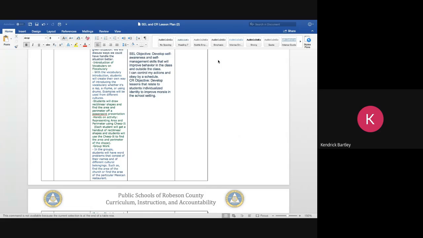Then they broke into their groups. In the group, students will have word problems that consist of their names and of different cultural belongings, such as find the area of the church or find the area of the particular Mexican restaurant. Here, once again, it still went back to the standard, finding the area and perimeter, but it's also hitting on that culturally responsive objective because I'm identifying different cultures within the community.